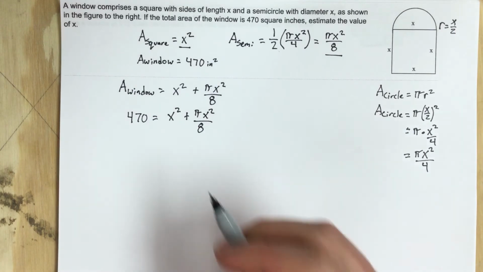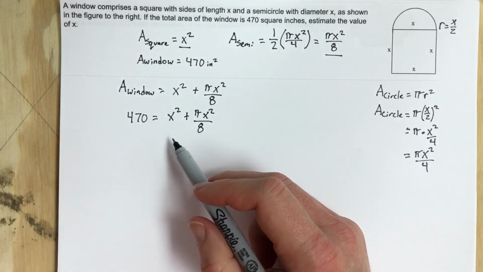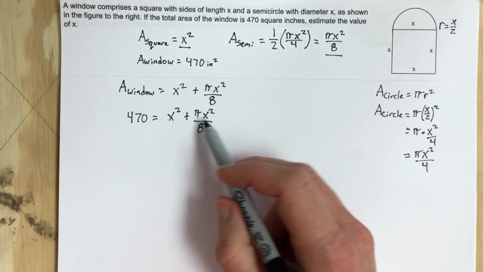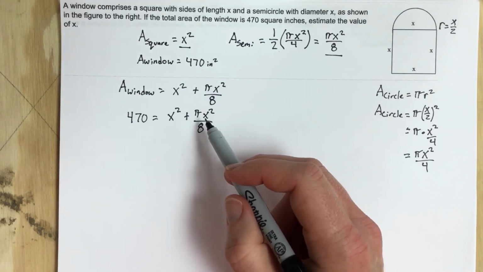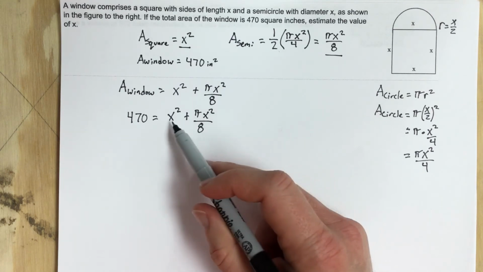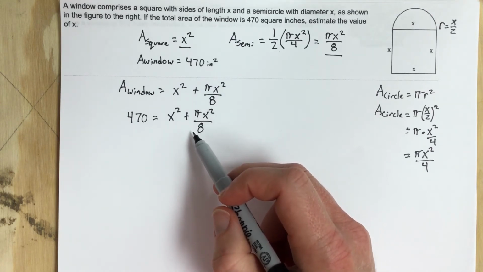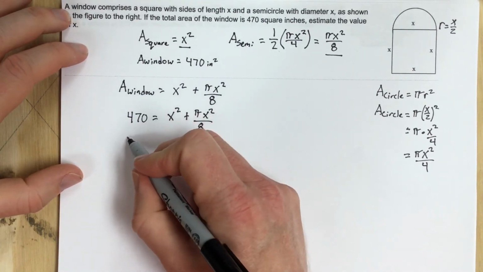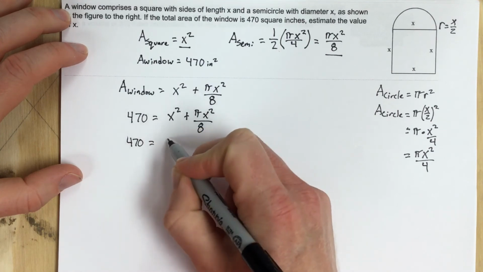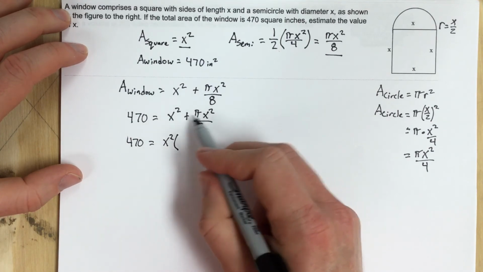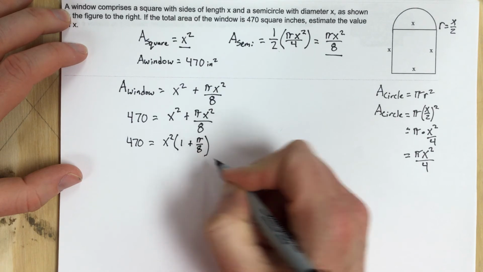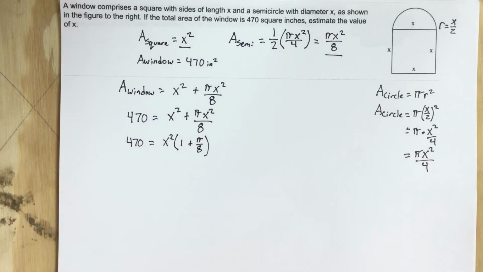Now you'll notice that we have a quadratic here, but we don't have any middle term. There's no x term. So we just have x squared and another x squared, and typically we'd combine those together, and we can do that here. I'm going to tell you that you should probably just factor this out. That might be the easiest thing to do. So let's go ahead and factor x squared out of each of these terms. So we end up with 470 equals x squared, and when we factor x squared out, we end up with 1 plus pi over 8 left in the parentheses.